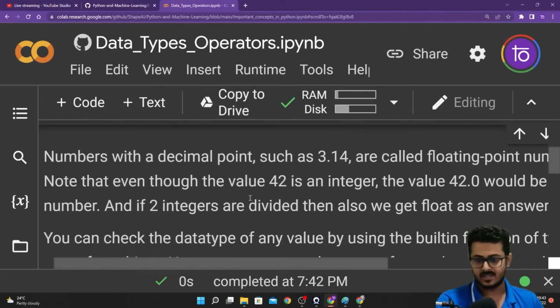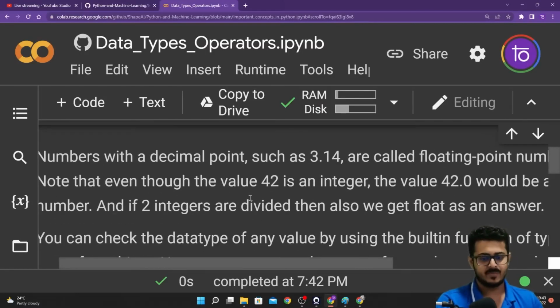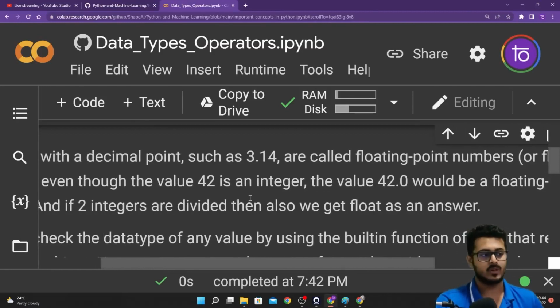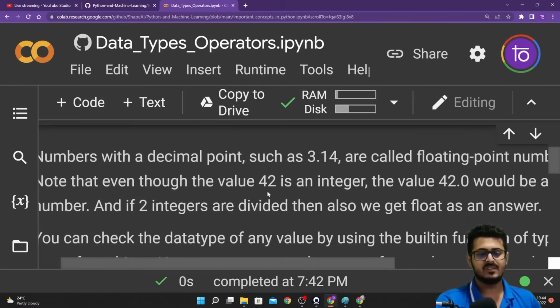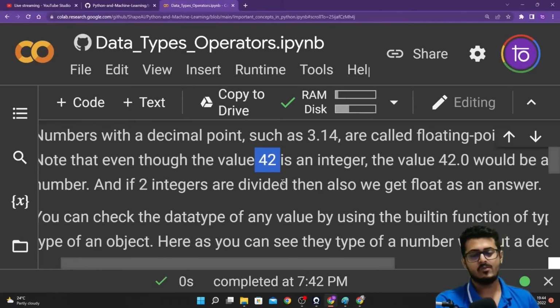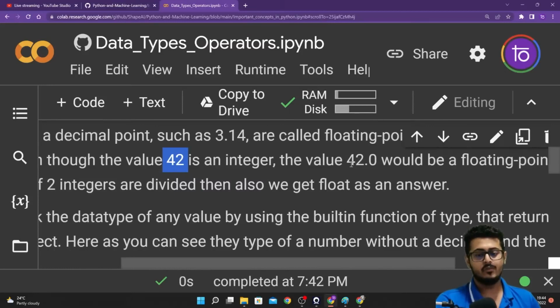Right over here, as you are able to see, we are going to look at some decimal point values as well. Numbers with a decimal point such as 3.14 are called floating point numbers. The full form of float is floating point numbers itself. Note that even though the value 42 is an integer, the value 42.0 will be a floating point number. Please remember this.